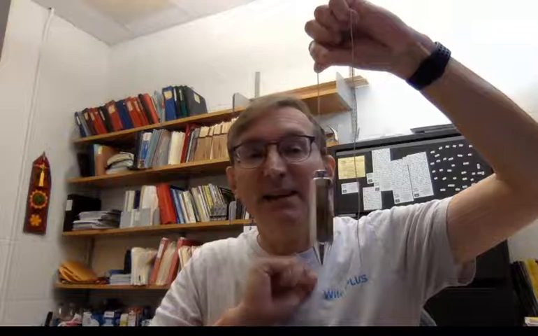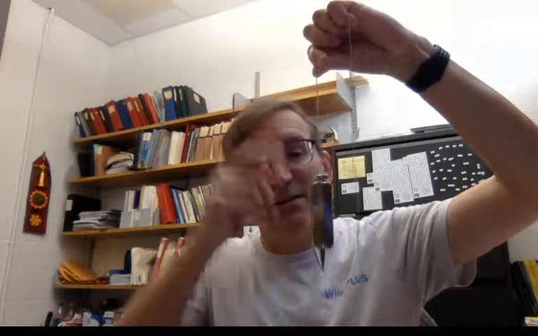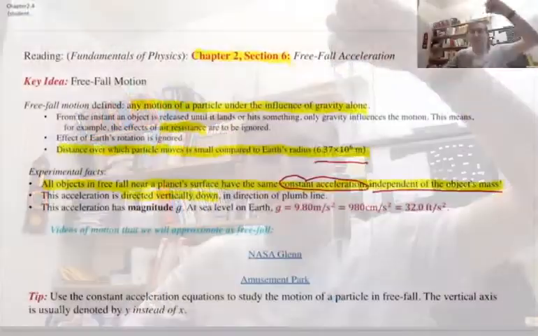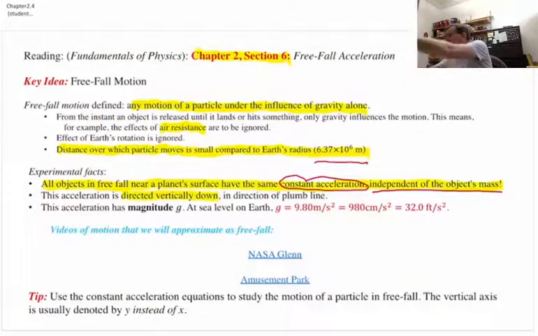It's just a piece of string with a heavy object on one end, and you just hold it and let it hang. And that gives you the vertically downward direction for wherever you are. Okay? All right, so the direction of this free fall acceleration is vertically downward. If you like, you could say towards Earth's center, or whatever planet you're on.